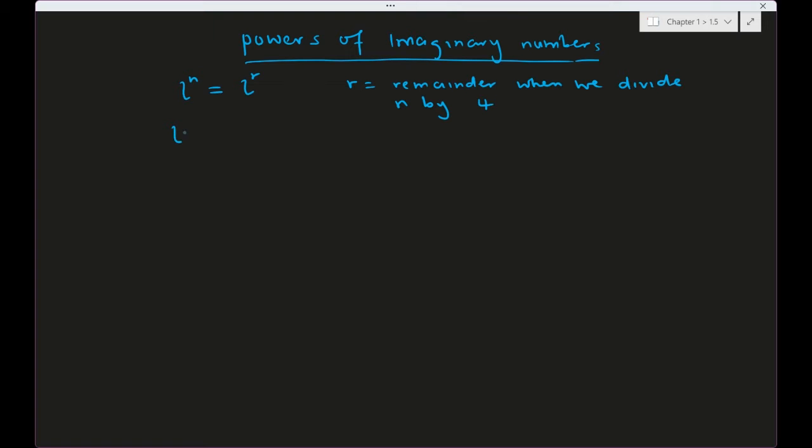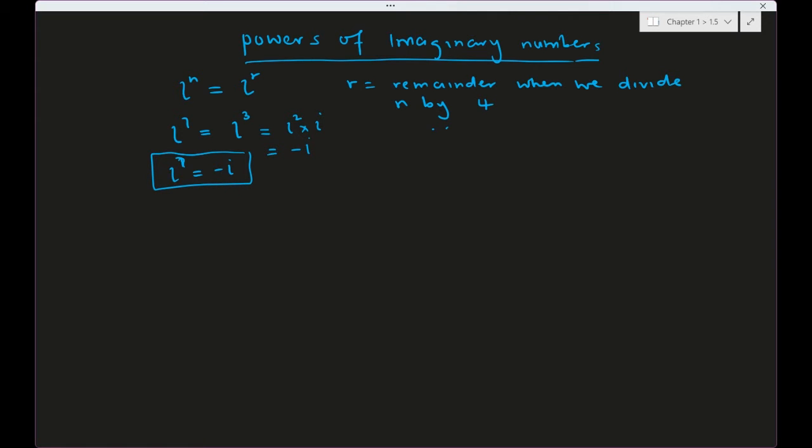For example, if we want to find i to the power 7, we say this is just going to be i to the power 3, right? Why is it to the power 3? Because 7 divided by 4 is going to be 1, then you have remainder 3. So this is now the same thing as i square times i. And we know that i square is minus 1. So this is just minus i. So i to the power 7 is just minus i.